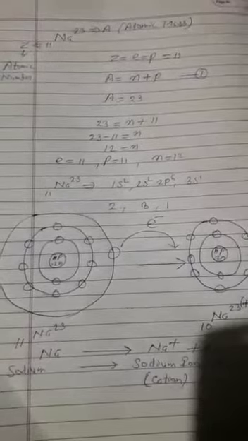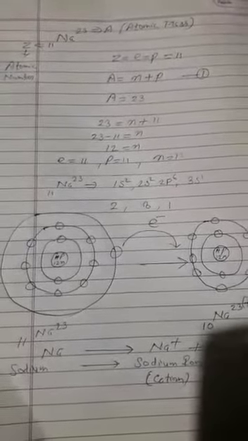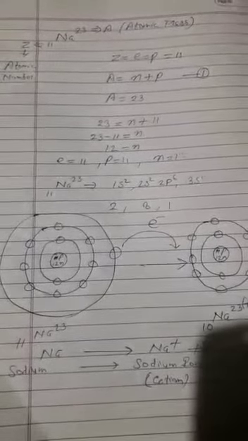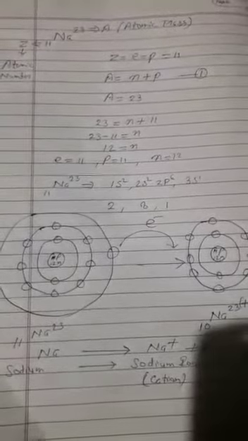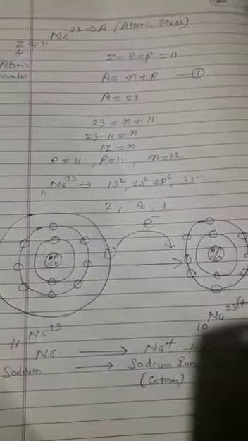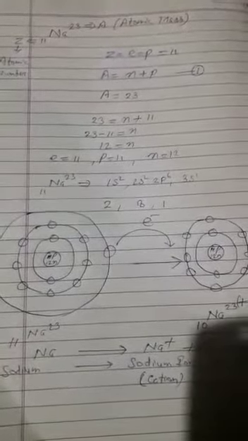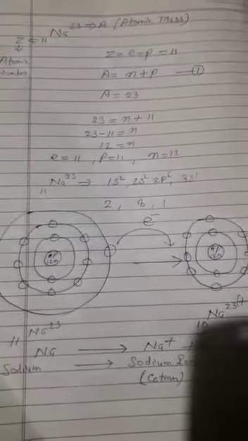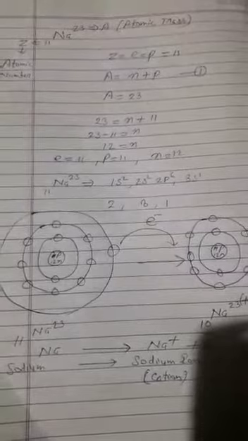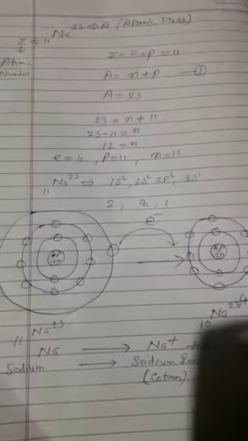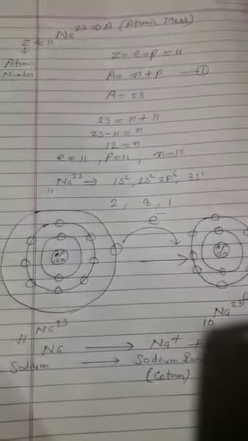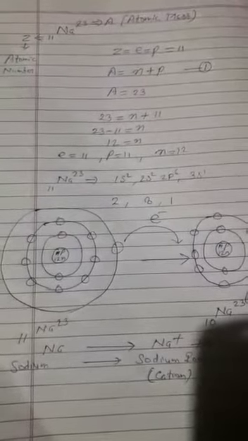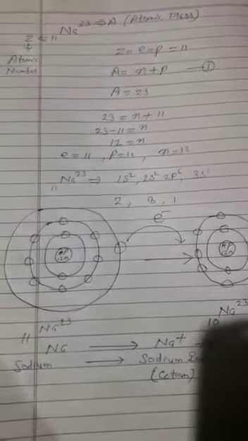Now we move to the configuration of sodium. According to the Aufbau rules, 1s2, 2s2, 2p6, 3s1. That means the first orbit contains 2 electrons, the next orbit contains 8 electrons, and the last or outermost orbit contains 1 electron. The electronic configuration by the pictorial method is shown in this way.